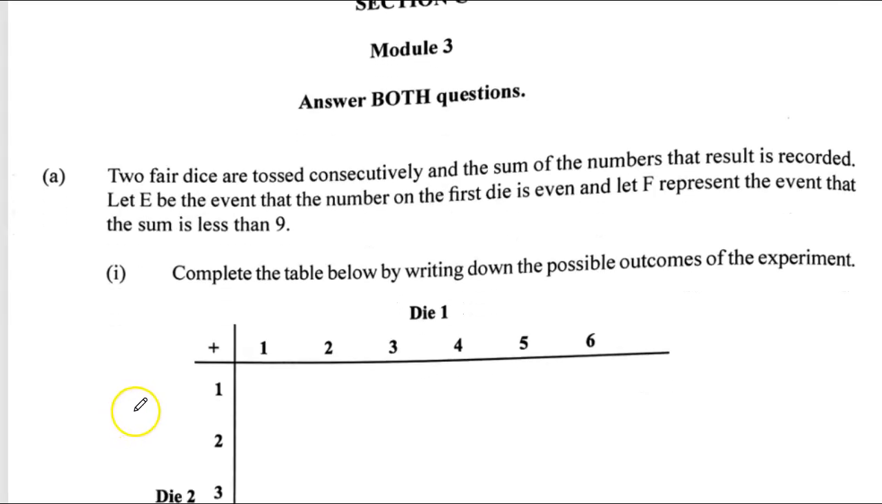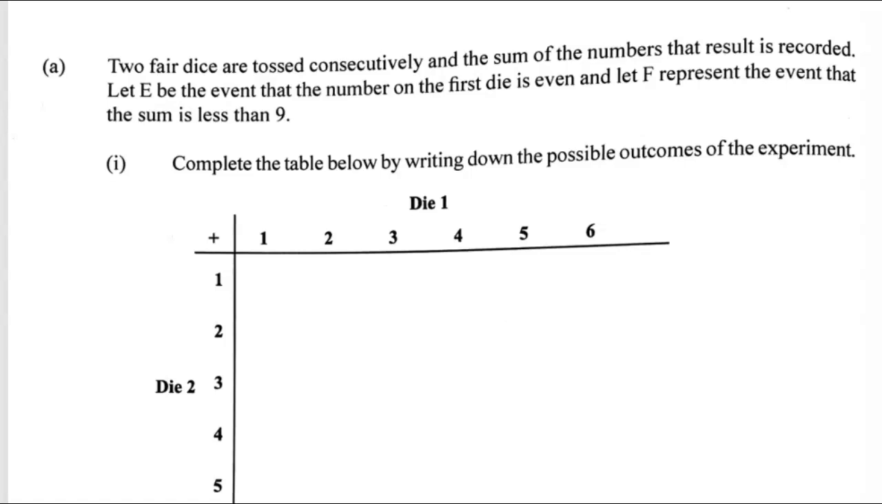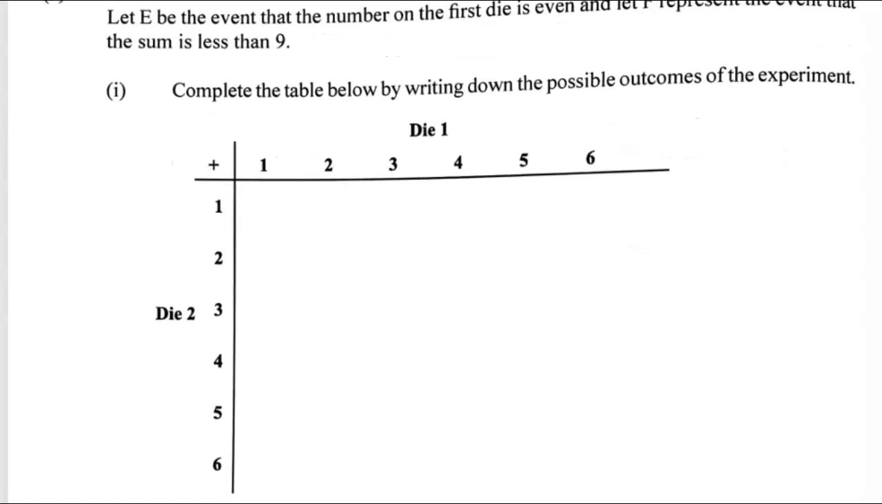Question 5. Two dice are tossed consecutively, and the sum of the numbers that result is recorded. Let E be the event that the number on the first die is even, and let F represent the event that the sum is less than 9. Complete the table by writing down the possible outcomes of the experiment.